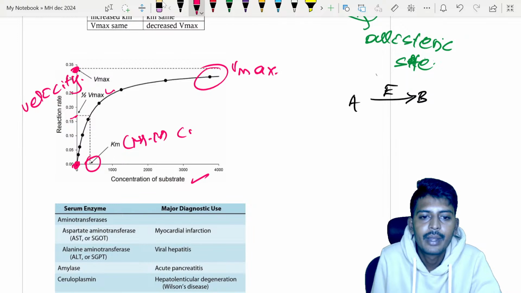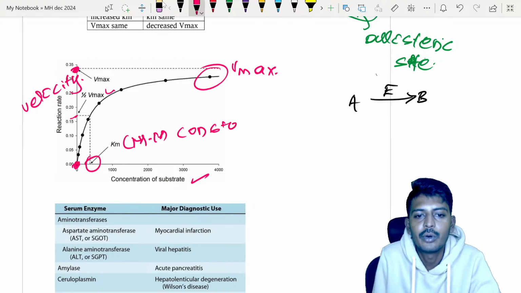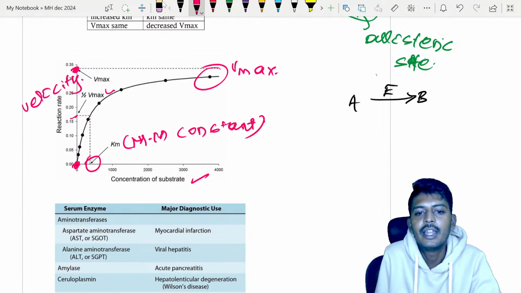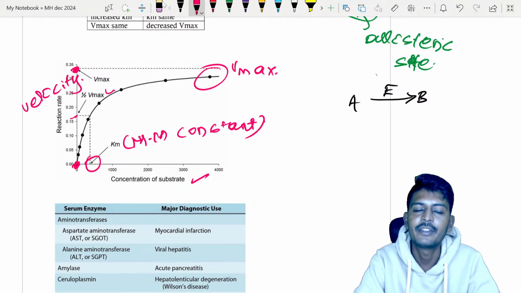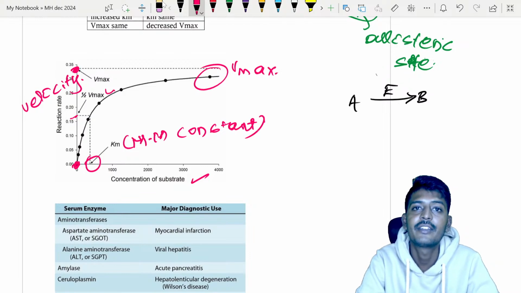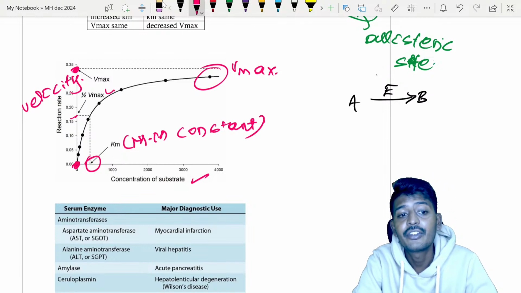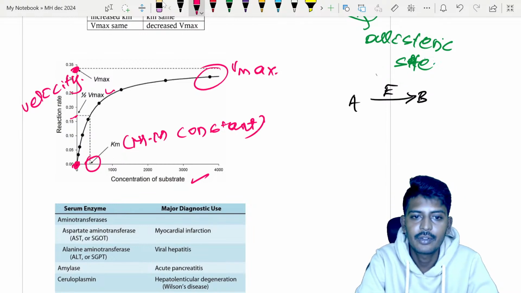Km is also called the Michaelis-Menten constant. So the Michaelis-Menten constant is denoted by Km. Okay. So Km is what? Concentration of the substrate at 50% velocity.